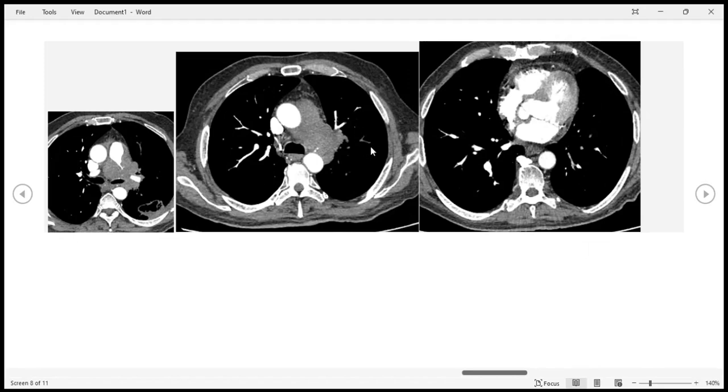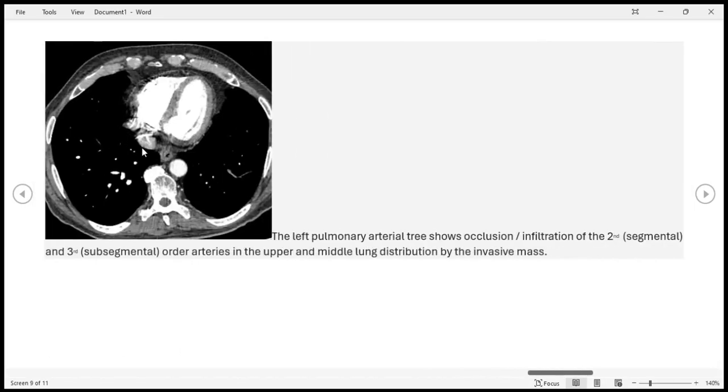These vessels also are not enhancing, indicating infiltration by the invasive mass. Another one, in the middle third of the lung, this is a subsegmental or third order branch, not enhancing, indicating infiltration by the invasive mass.